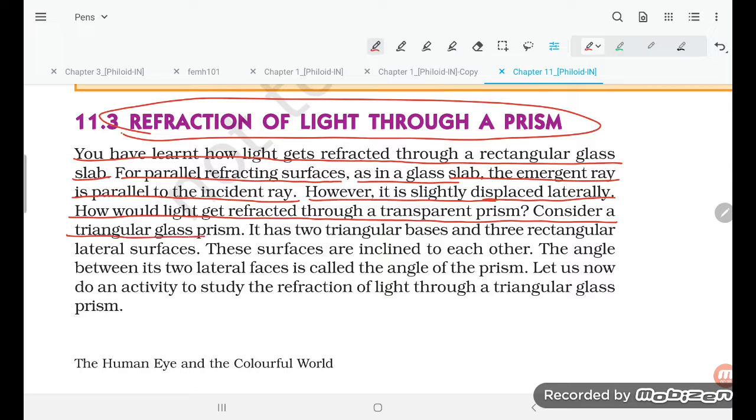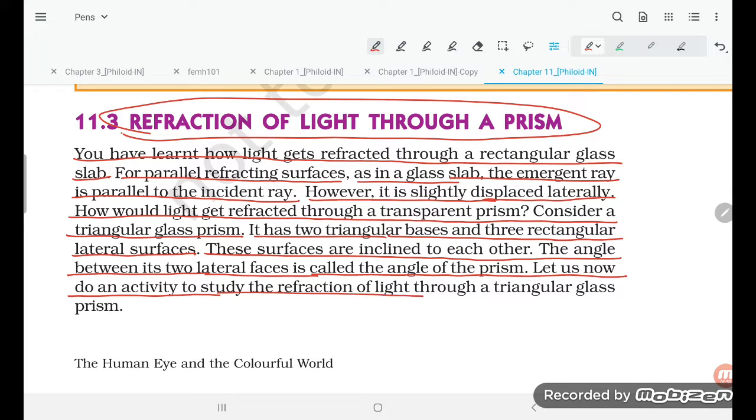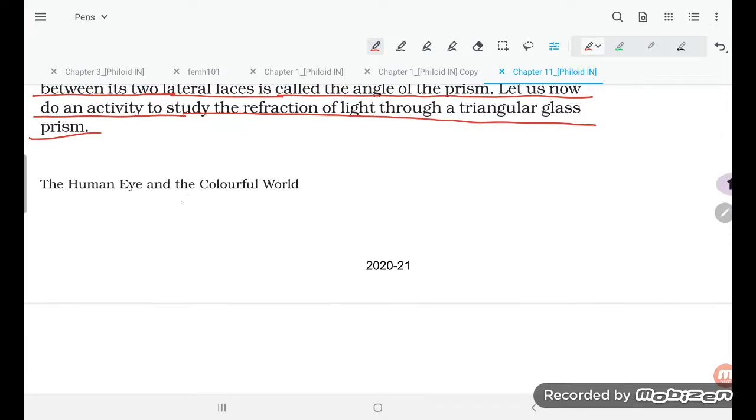Consider a triangular glass prism. It has two triangular bases and three rectangular lateral surfaces. These surfaces are inclined to each other. The angle between its two lateral faces is called the angle of the prism. Let us now do an activity to study the refraction of light through a triangular glass prism.